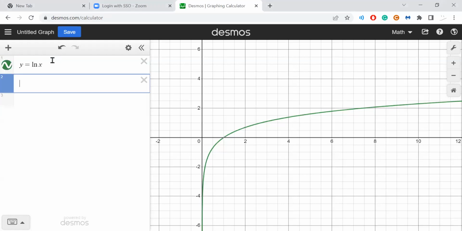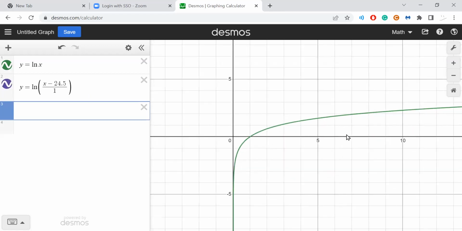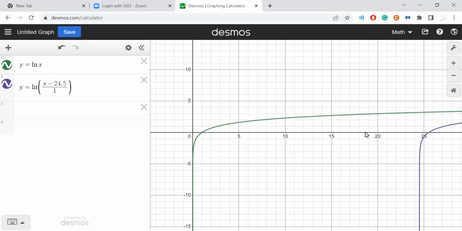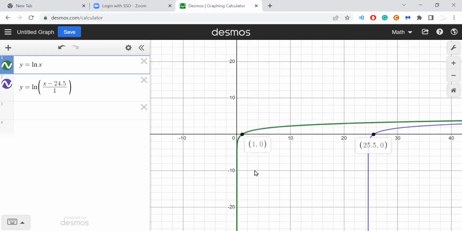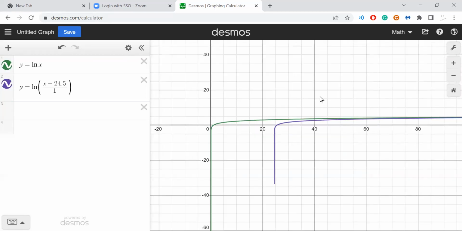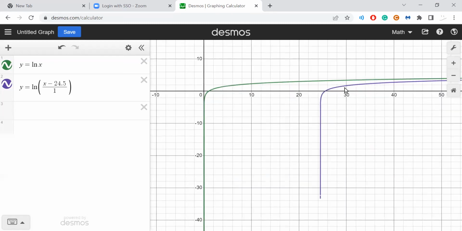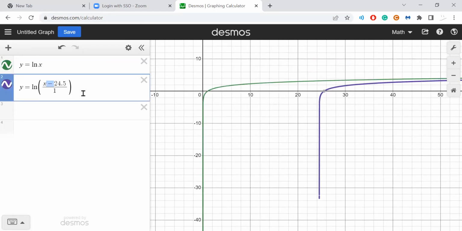Okay, let's draw the next graph. So this is ln x. What happens if I change the ln x inside by introducing, let's say, I just divide by 1 first, then x minus 24.5. Let's see where this graph is. Cannot see the graph. Okay, I need to zoom out. What happened to the graph? Can you see what happened? It just moved to the right. When you minus 24.5, it moves to the right. Minus will make it move right. Plus will make it move left.